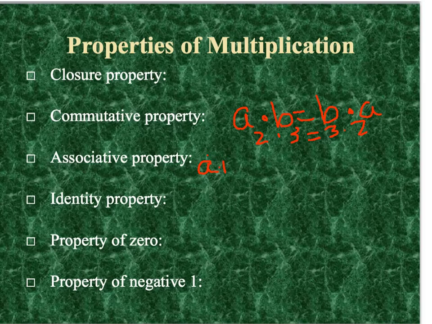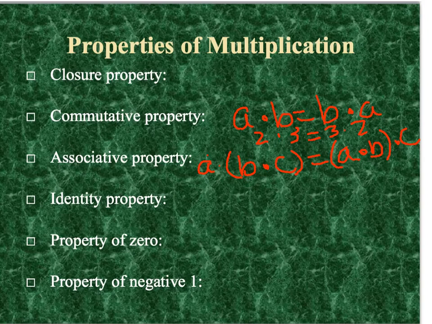The associative property, same dealio. A times B times C is really the same as A times B times C, grouped differently. Doesn't matter the order with which we multiply numbers.